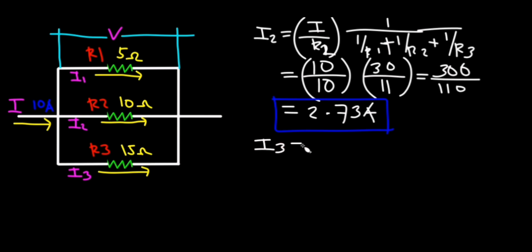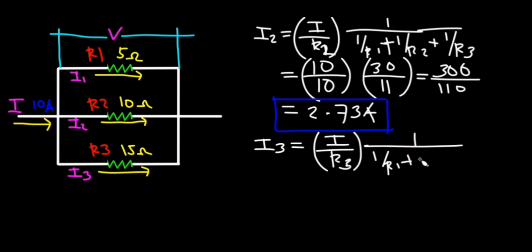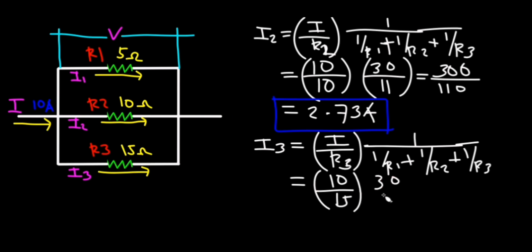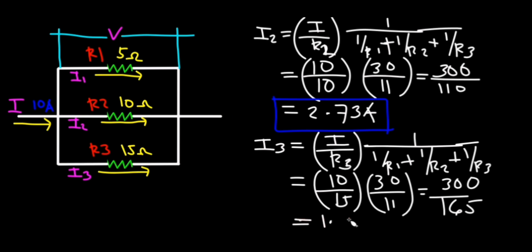Formula for I3 is equal to I over R3, times 1 over the total equivalent resistance of 3 resistors in parallel. Substituting the values, I3 will be equal to 10 over 15 times 30 over 11. Simplifying this, it will be equal to 300 over 165. This will be equal to 1.82 amperes.